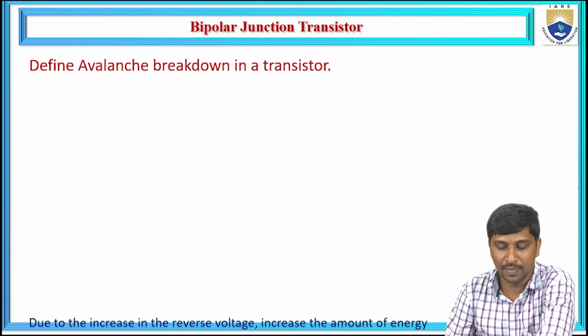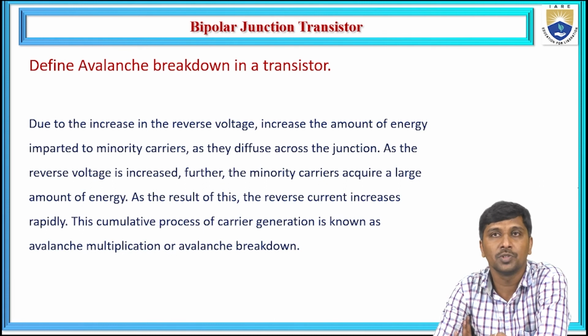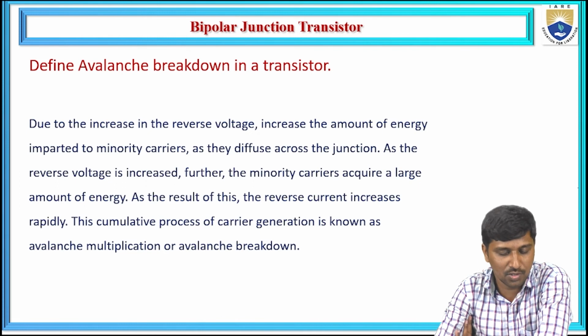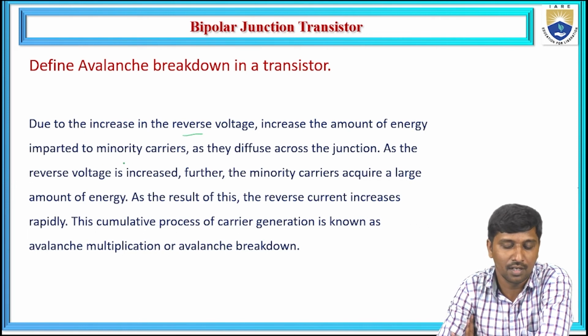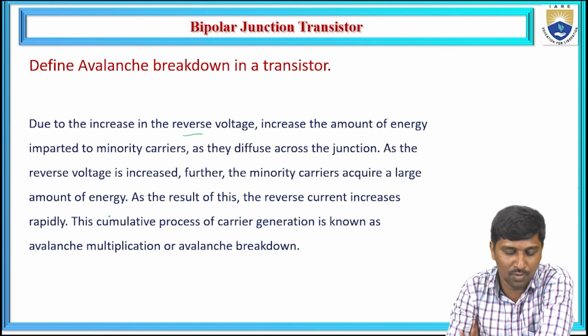Define avalanche breakdown in a transistor. These breakdowns are observed when you apply reverse voltage, or a reverse bias condition. Due to the increase in the reverse voltage, what happens here? The minority charge carriers gain an increased amount of energy, and then they diffuse, which means they cross the junction. As the reverse voltage increases, the minority carriers acquire a large amount of energy.